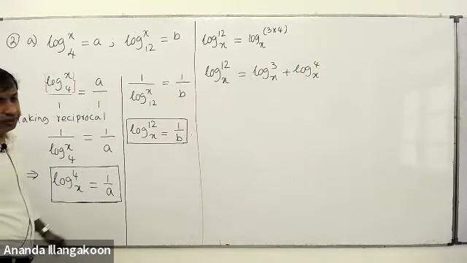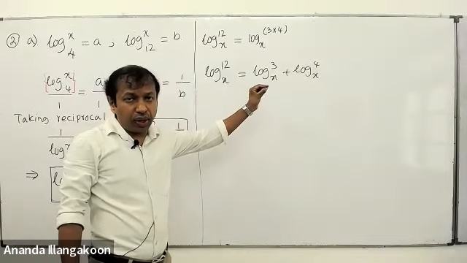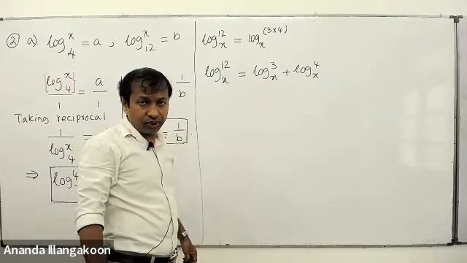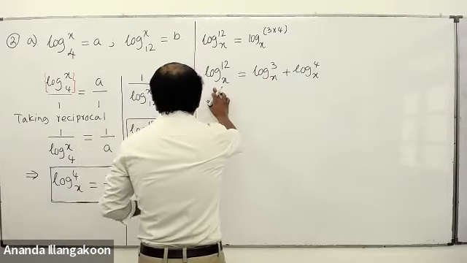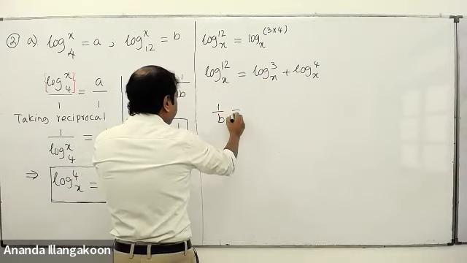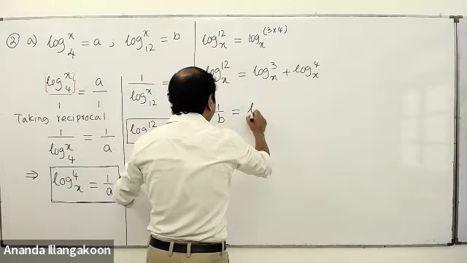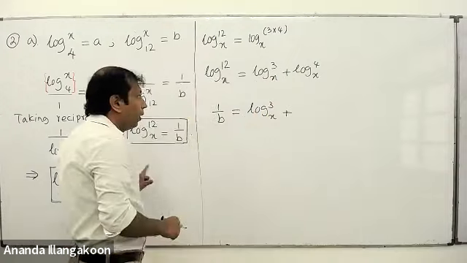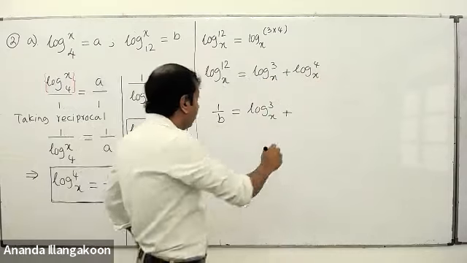That you can understand. Log m n to the base a, we wrote as log m to the base a plus log n to the base a. That way we wrote. Using that only I wrote this. Now substitute for this. Log 12 to the base 6 is 1 upon b. Log 3 to the base 6 only we need to find, people. We are supposed to find that. Keep that the same. Log 4 to the base 6 is 1 over a. Put that here.